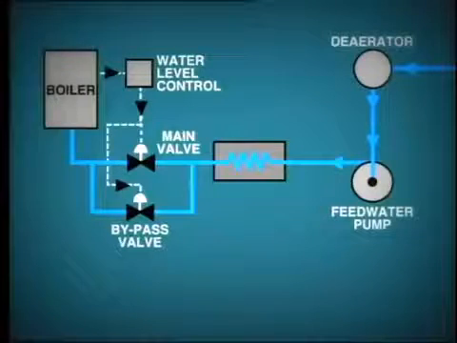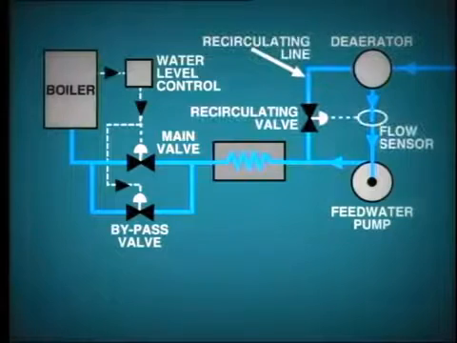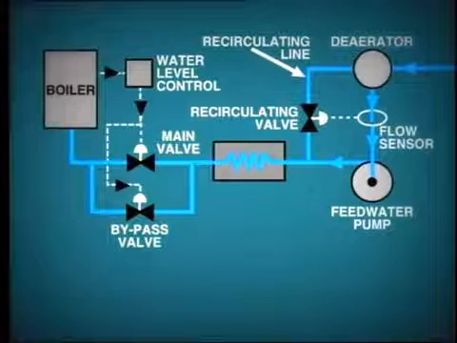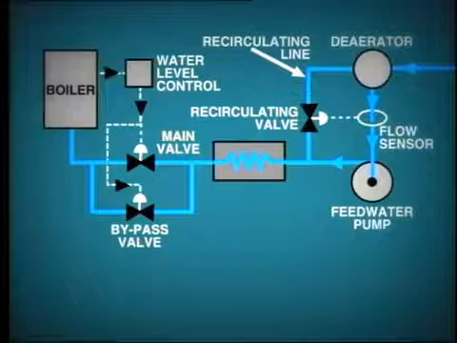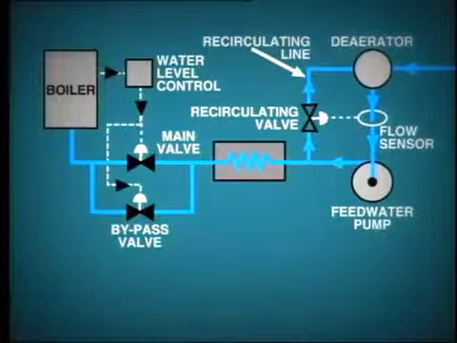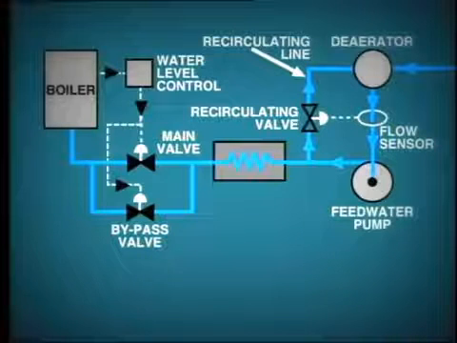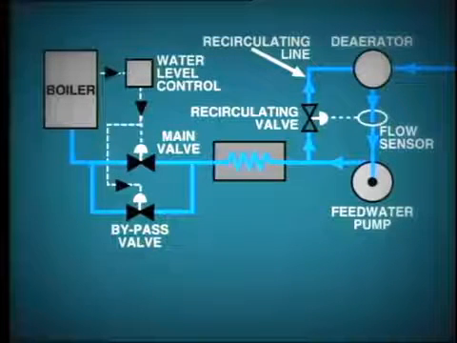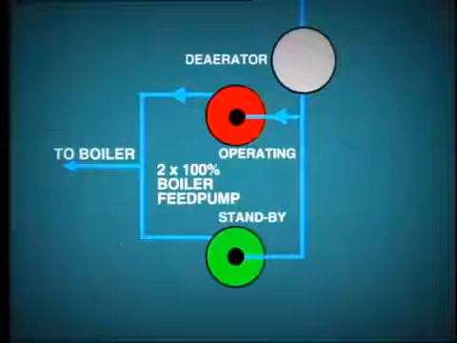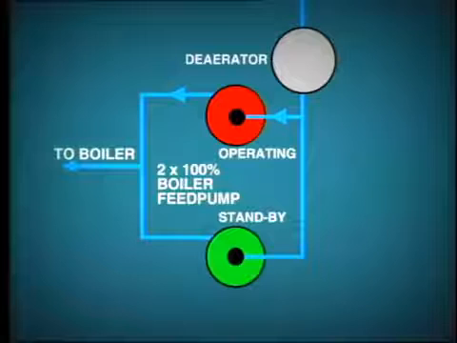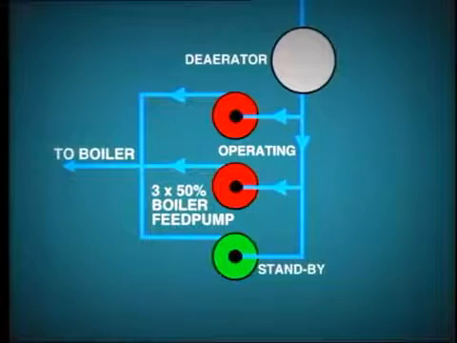In order to prevent this problem, a recirculating line is fitted to the pump discharge. In the event that the feed water flow through the pump falls below a preset minimum, the recirculating valve opens automatically and passes water directly back to the de-aerator, thus maintaining the pump in a safe operating condition. In many power plants, 2 boiler feed water pumps may be installed, providing 100% standby. An alternative to this arrangement is to provide 3 50% pumps.